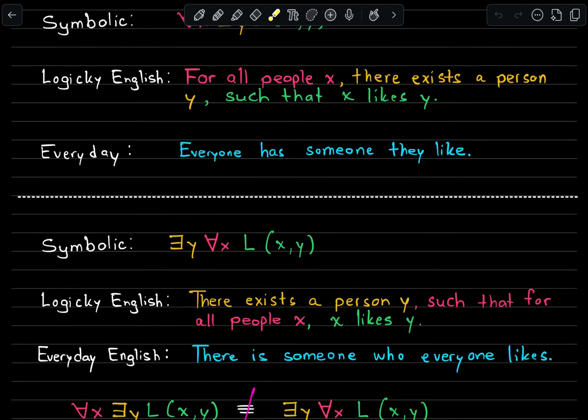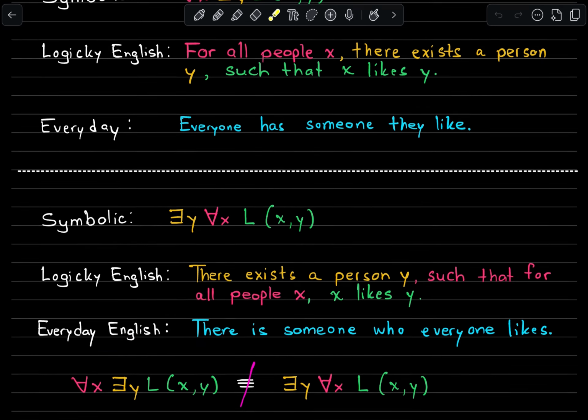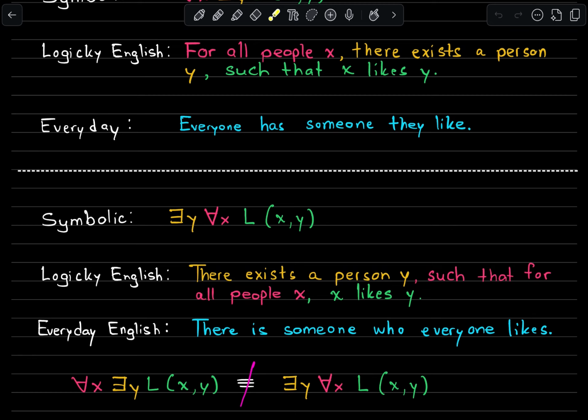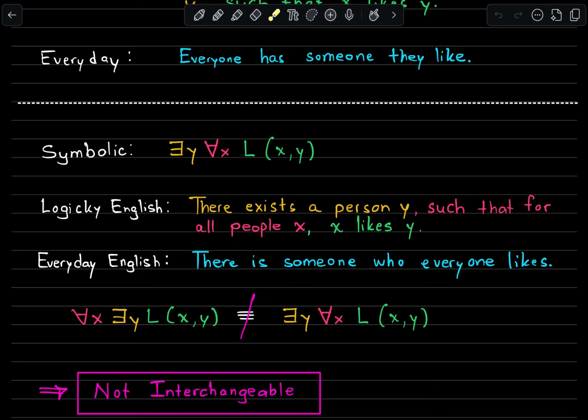So these are not necessarily the same sentence. In most cases, they're not translating to the same thing. The first one's just saying everyone has a person they like. That person does not need to be the same person for everybody. But in the second one, it does. So these statements are not equivalent. In general, if you have different quantifiers, we do not consider them to be interchangeable.